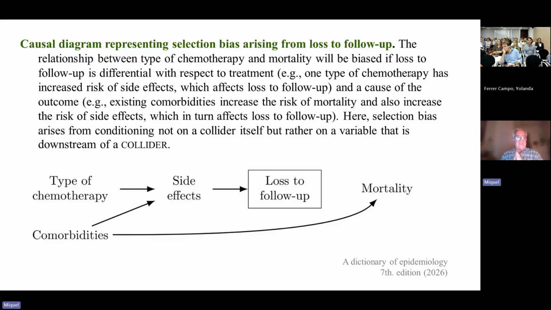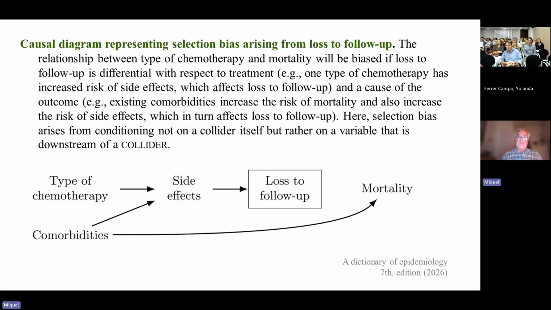This is an example that I chose to show loss to follow-up, the very old problem of biases caused by losses to follow-up, which is not an epidemiological problem in itself. It's just a problem that concerns anybody working with human beings, right? Well, then it may happen that the relationship between the type of chemotherapy and mortality will be biased if loss to follow-up is differential with respect to treatment, if it depends on the type of treatment and on the cause of the outcome, like, for instance, comorbidities.